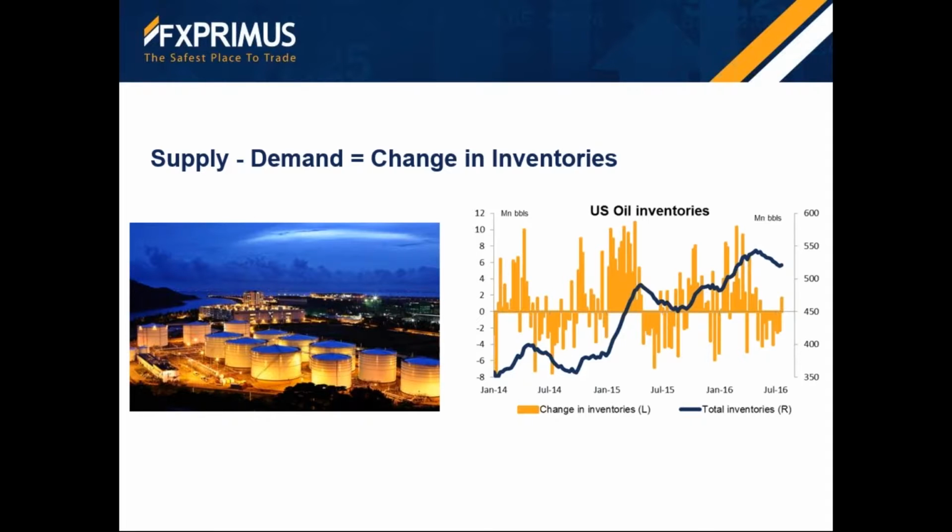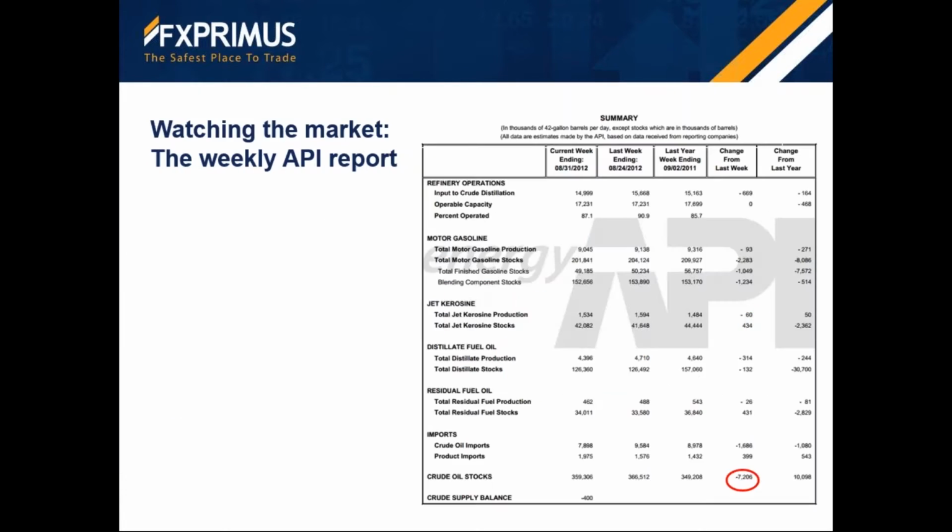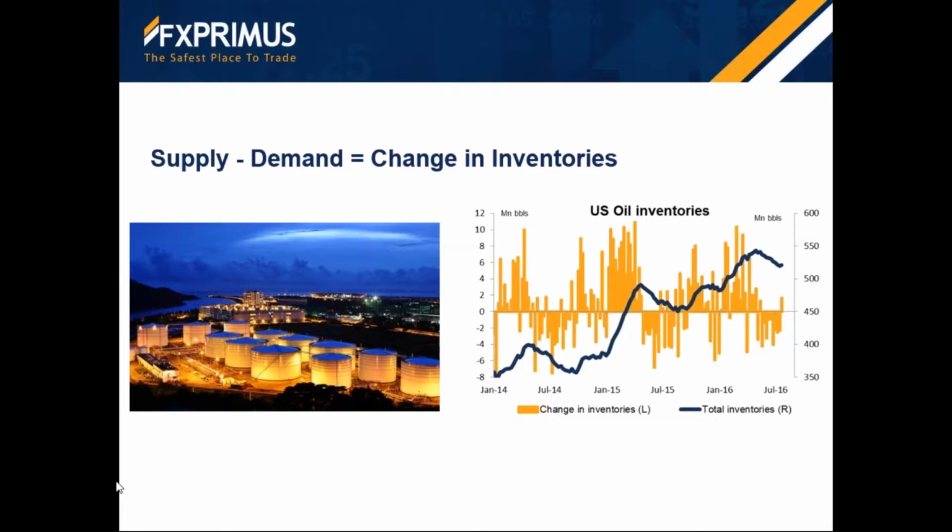So if the amount of the oil in the tank is rising, then supply is exceeding demand. If on the other hand the amount of oil in the tank falls, then demand exceeds supply. So this is why the weekly inventory figures from the American Petroleum Institute and the U.S. Department of Energy's Energy Information Agency are closely watched.